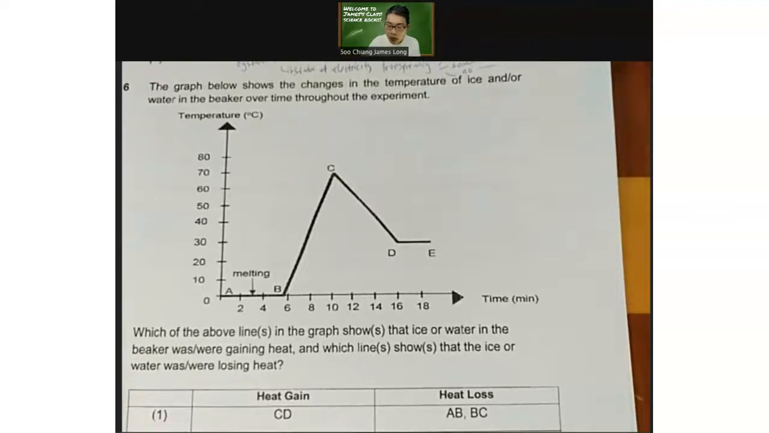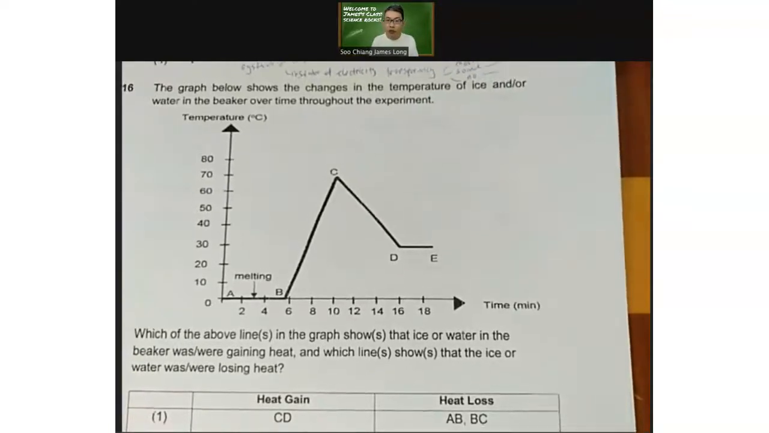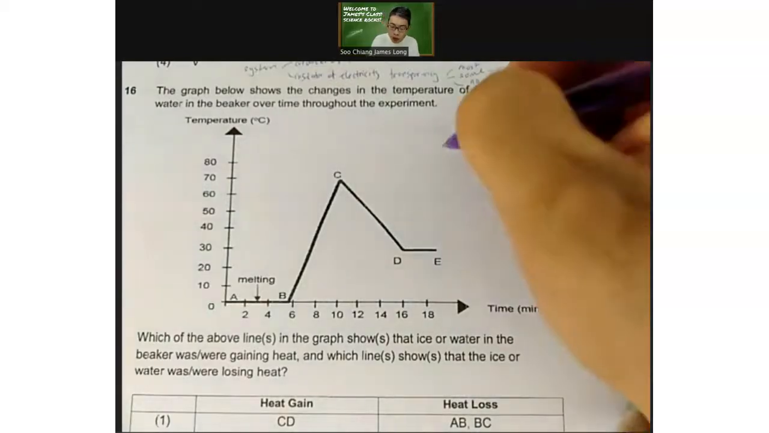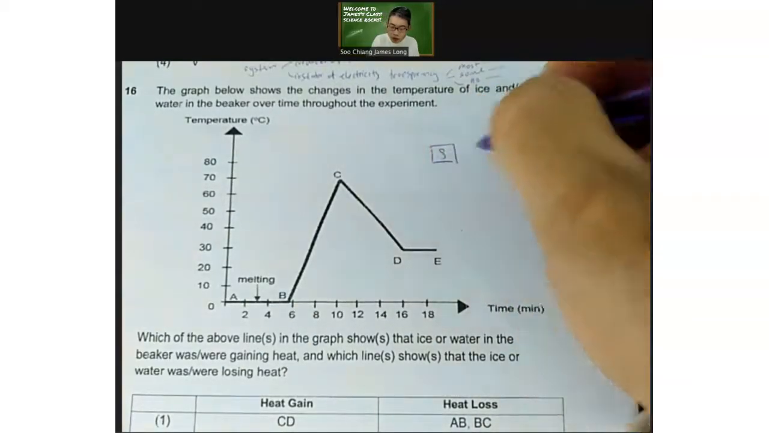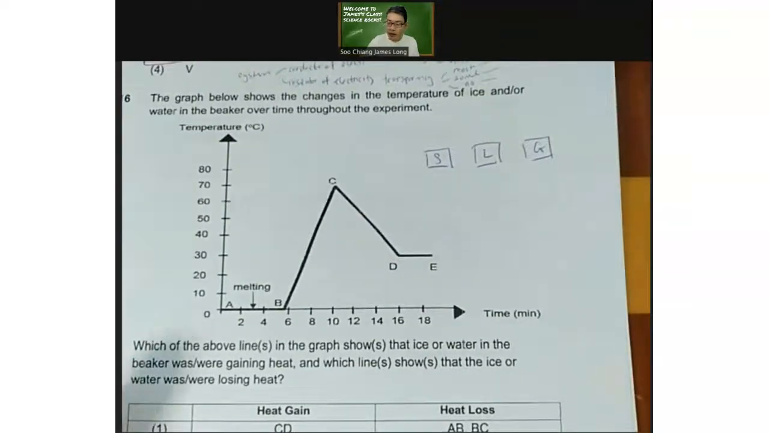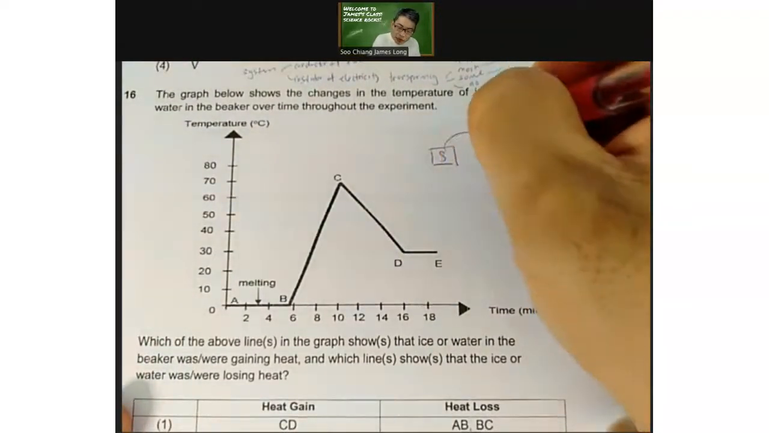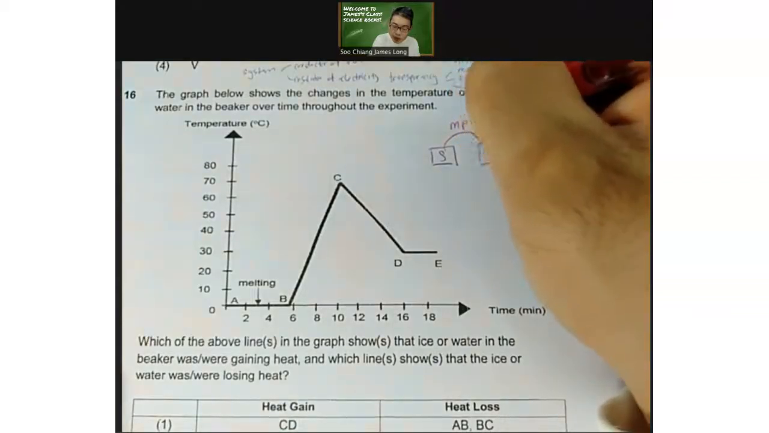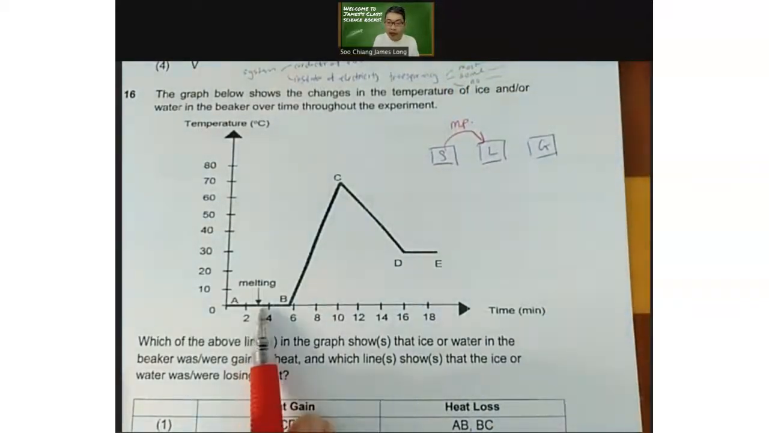Even my P5s who are using this for revision, you can also talk about this because we have already learned this in term 2. Okay, let's do a quick recap. Talk about solid, liquid, and gas. And of course, there must be a gain in heat for solid to change to this. And that temperature is known as the melting point. So you see melting happening here, right? And during the stage we call melting, the temperature will not increase.